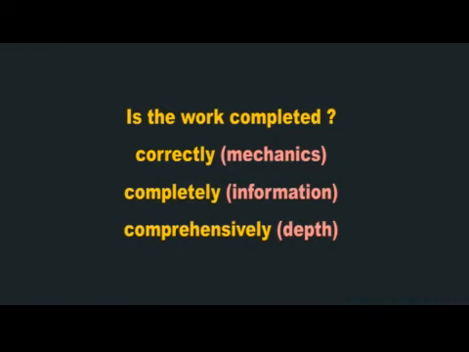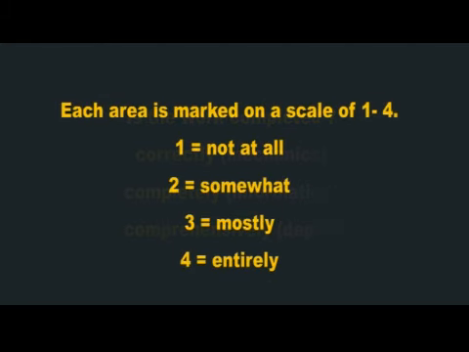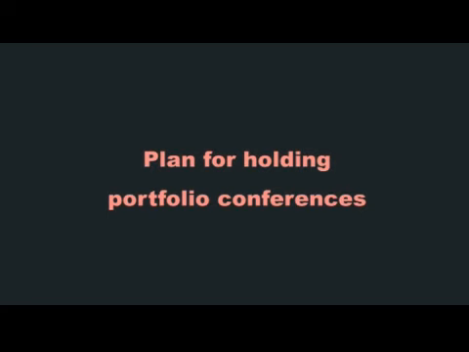Is the work completed correctly, that is mechanics, completely, that is information, and comprehensively, that is depth? Each area is marked on a scale of 1 to 4. 1 is not at all, 2 is somewhat, 3 is mostly, and 4 is entirely. The teacher needs a plan for holding portfolio conferences, which are formal and informal meetings in which students review their work and discuss their progress, because they encourage reflective teaching and learning. These conferences are an essential part of the portfolio assessment process.